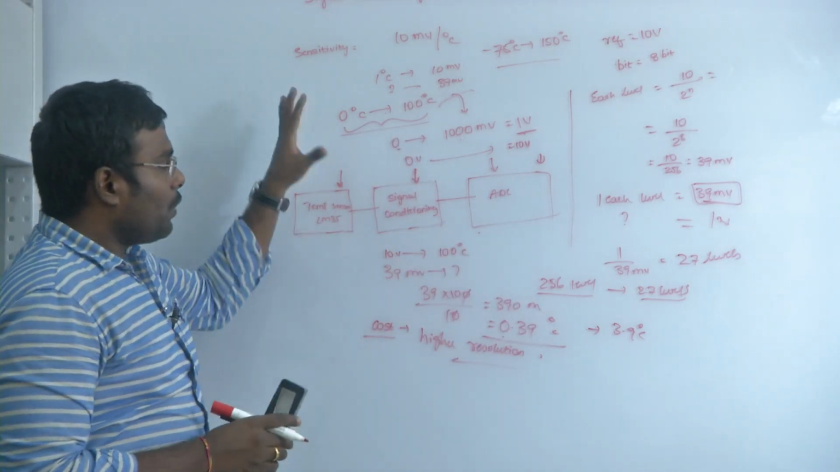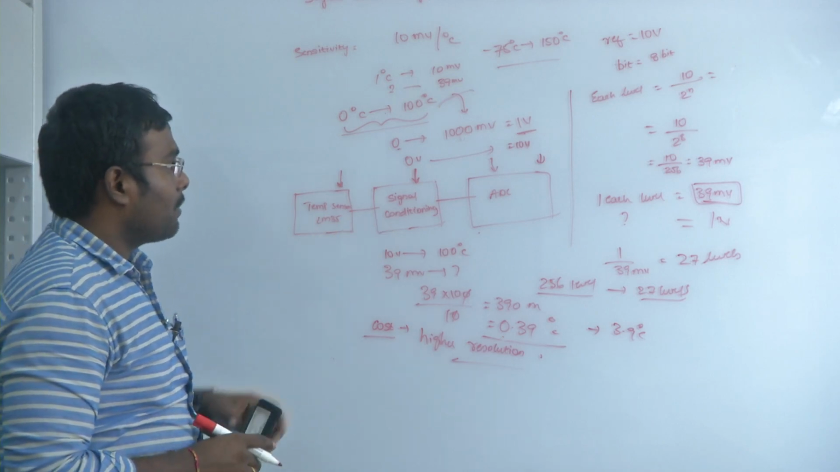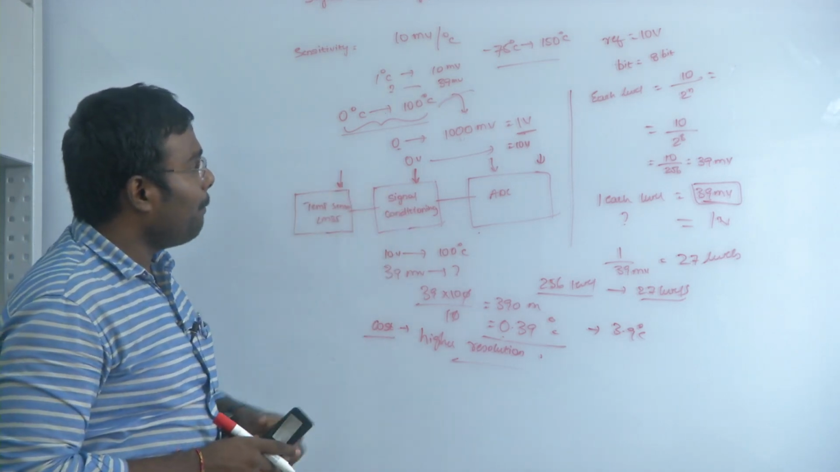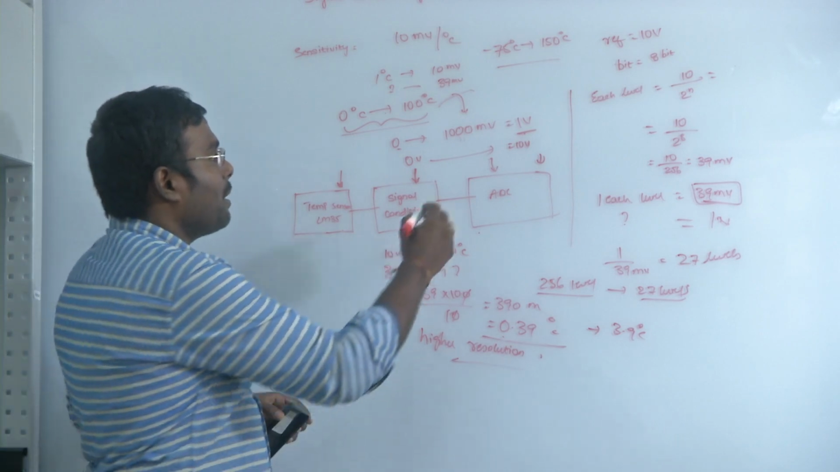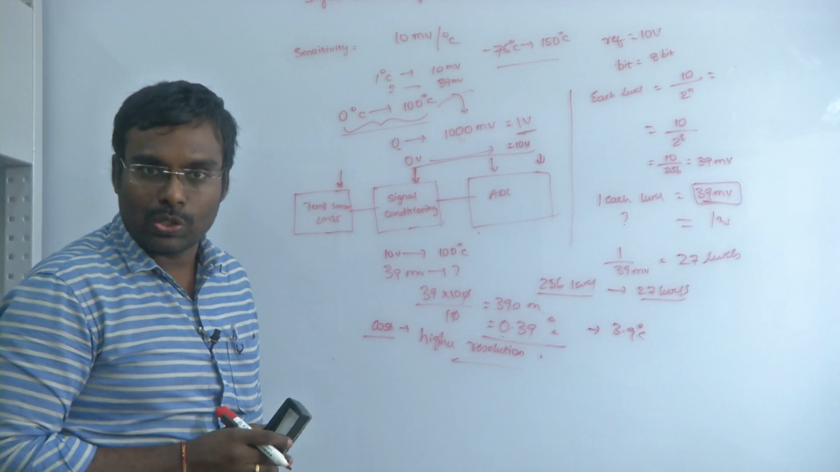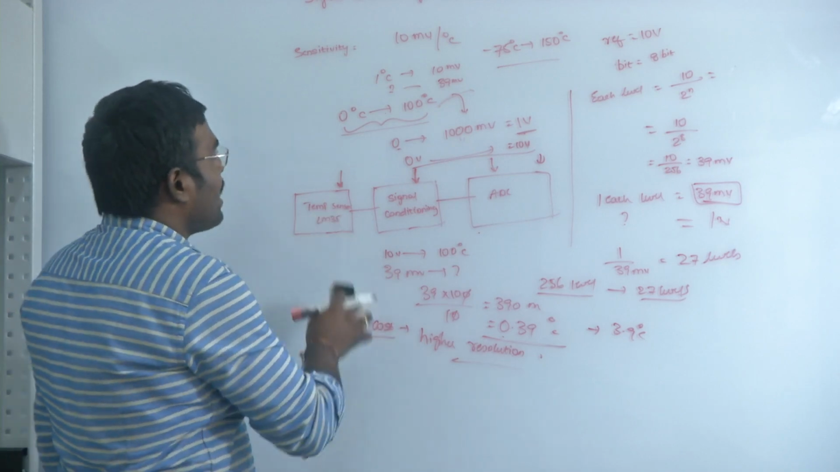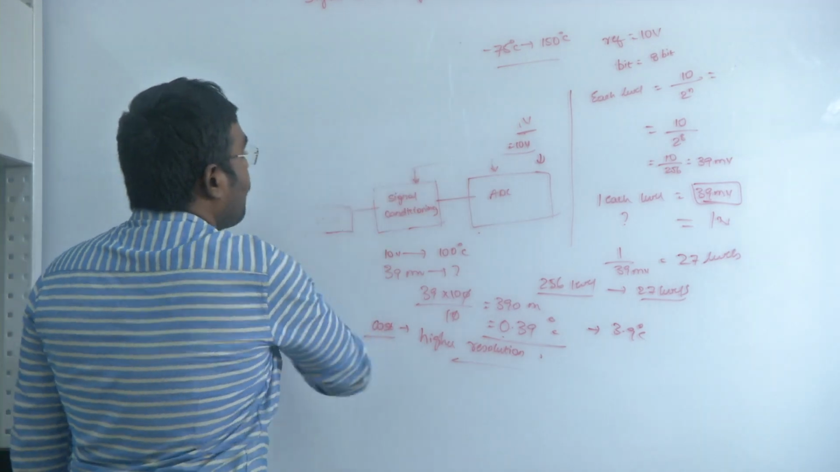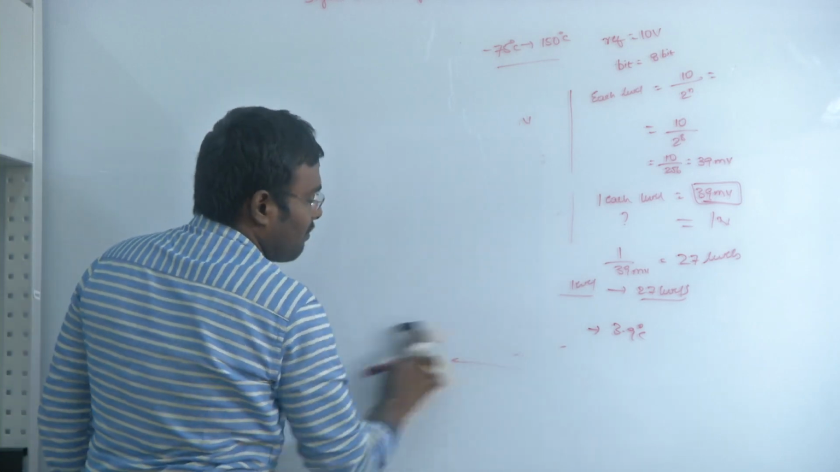Now, it is clear why we are going with signal conditioning. Next, we will see how we can implement such a system to get 100 degrees with 10 volts. So, in order to understand that, let us calculate the gain factor.